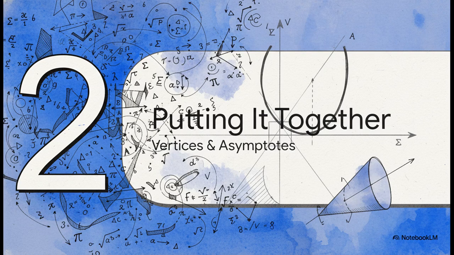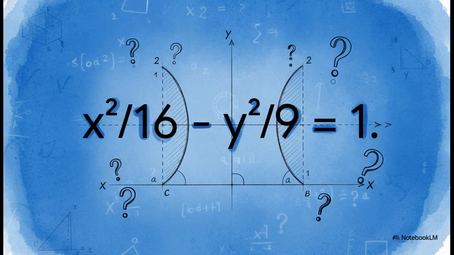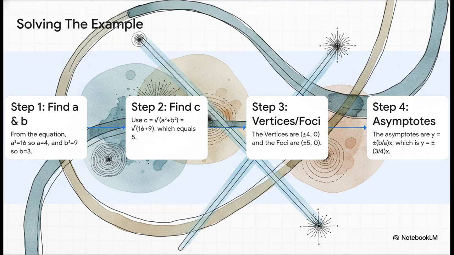Okay, enough theory. We've got the formulas, we've got the concepts. Let's actually put this stuff to work with a real example. We're going to take all those pieces and map out a hyperbola from scratch. All right, here we go. We're given the equation x squared over 16 minus y squared over 9 equals 1. Our job is to pull this equation apart and find all its key components.